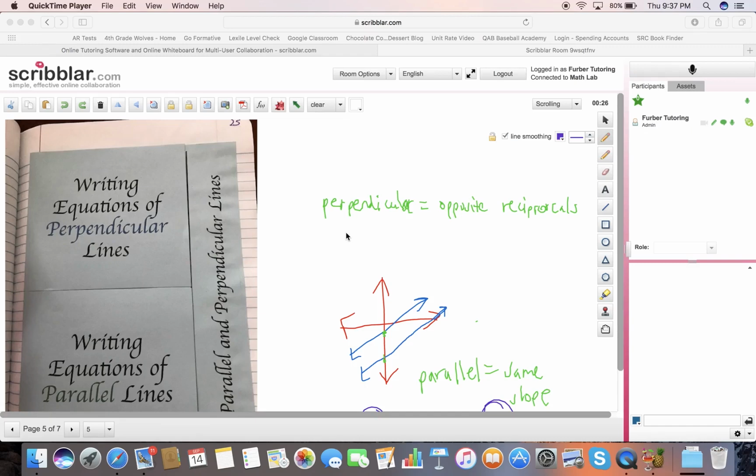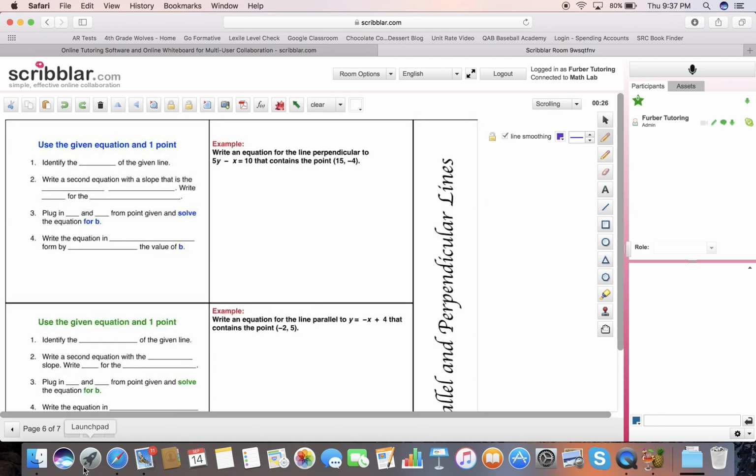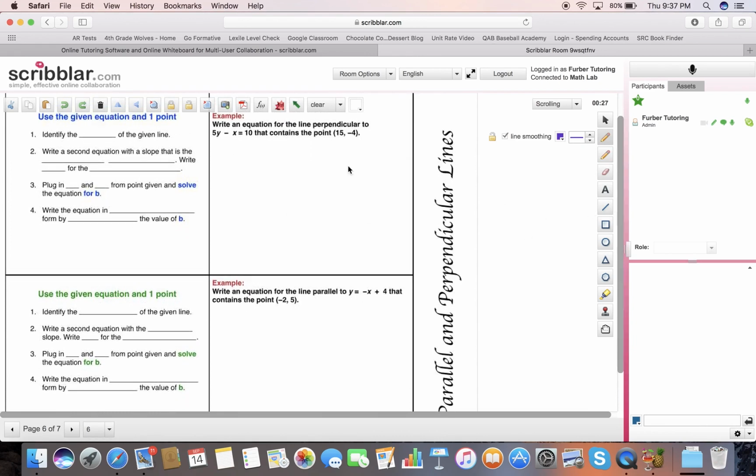So now that we understand what the slopes of perpendicular lines look like and what the slopes of parallel lines look like, we're going to do an example, or go through the process of learning how we take one equation and find a line that is perpendicular to it or parallel to it. So the inside looks like this, and actually the steps are almost word for word exactly the same.